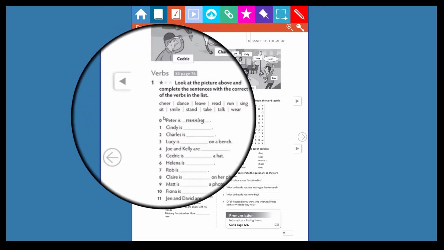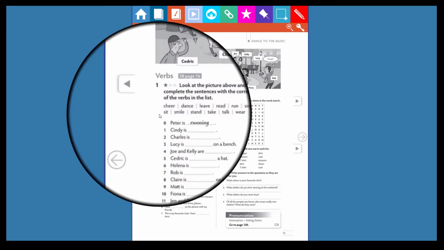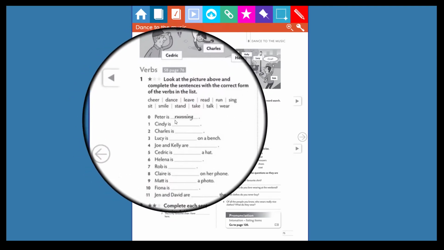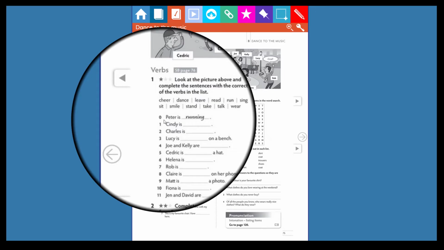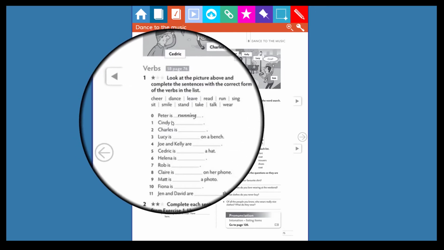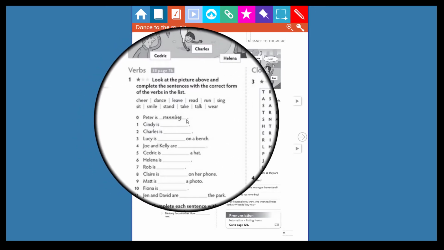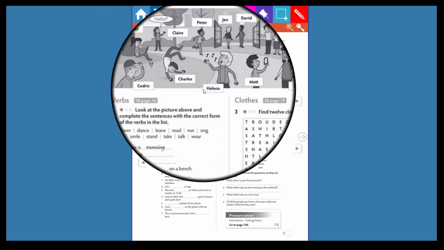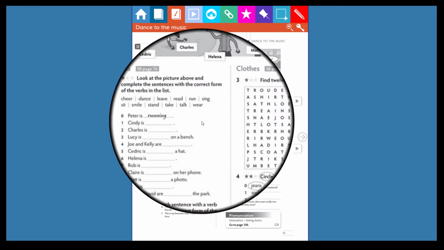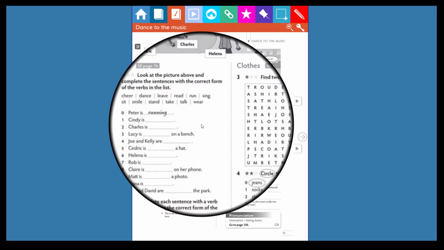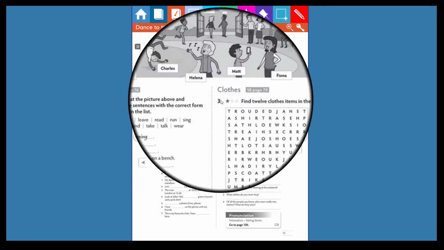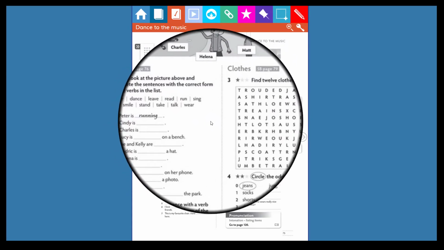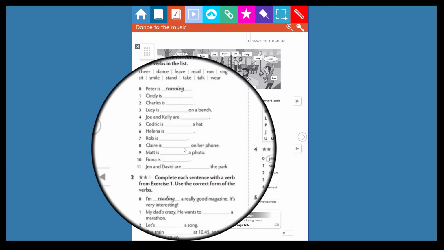So you have to use all of these verbs in present continuous, remember, with the ing form. And let's look at the example. Peter is running. And this is Peter. He is running. Very good. So now stop the video, please, and do the activity. Did you finish? Great. So let's check then.